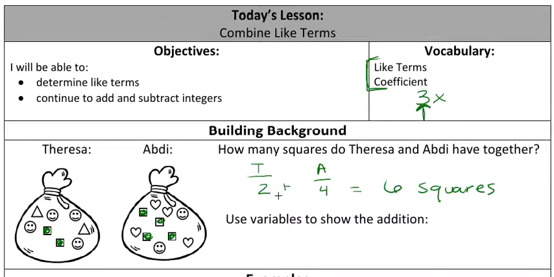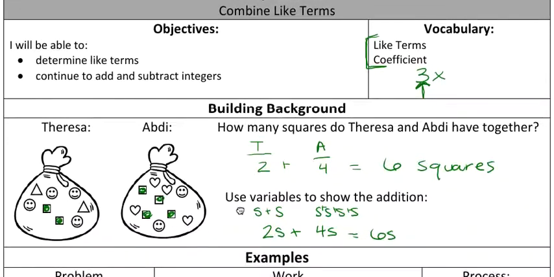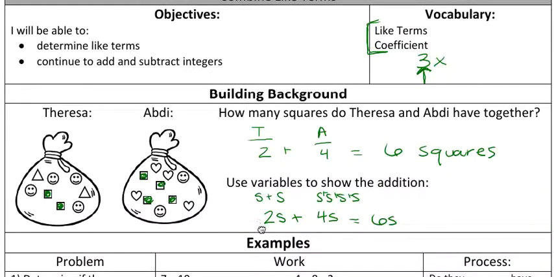So use the variables to show the addition. Well, if we had s for squares, Teresa's would be 2s. Abdi had 4 of them, 1, 2, 3, 4. We're putting them together, so we're adding. So 2s plus 4s. So 2 squares plus 4 squares would be 6 squares. That's really all we're doing today. Rather than pairing it with the idea of a square, we're just using variables.